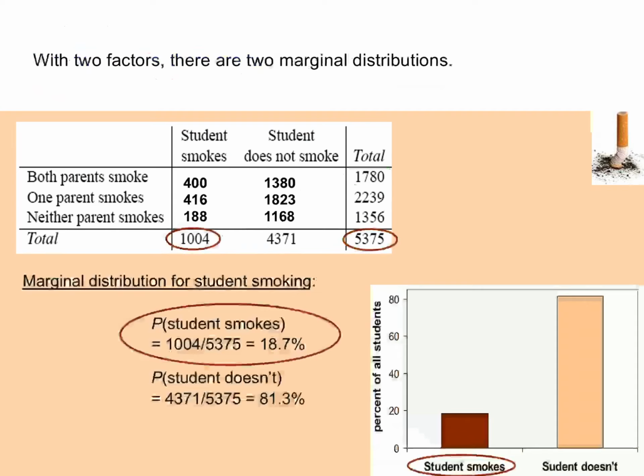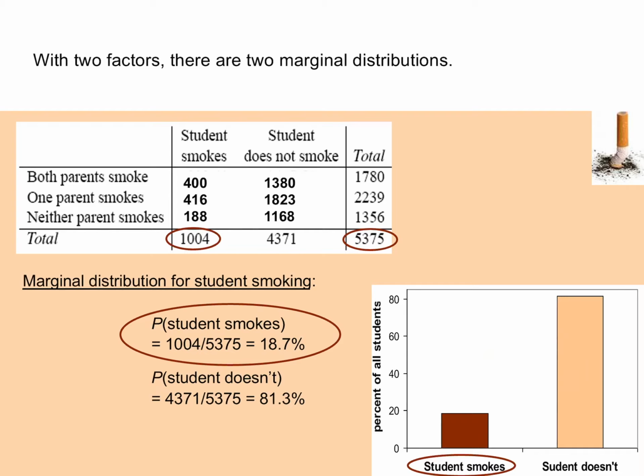All right, now we also have marginal distributions for the student smoking data. So what is the probability that a student smokes? Well, 1,004 of our 5375 students said they smoked, so 1,004 divided by 5375, 18.7%. And the probability that a student doesn't smoke is 4371 divided by 5375, 81.3%. So here we see the summary bar chart for those marginal distributions, okay?